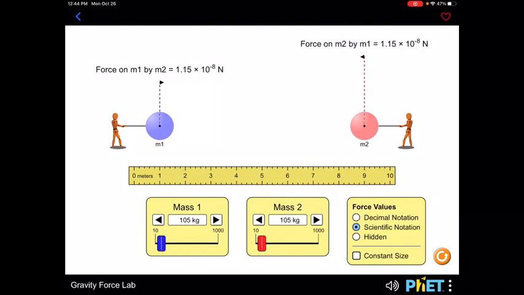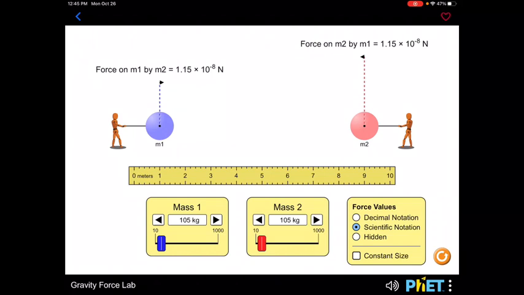So if we look at our data table, we've got our locations as 2 columns, and then we've got distance between objects. You need to write how many meters are between each object. So right now, 9 minus 1, we've got 8 meters between our masses right now. So that's something we need to do starting off.